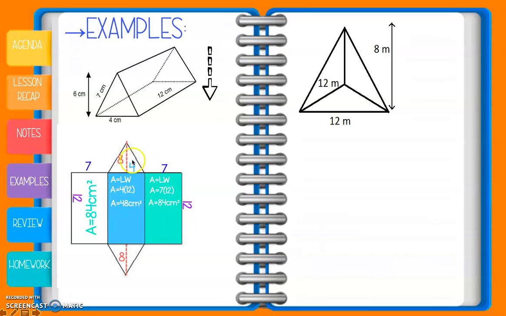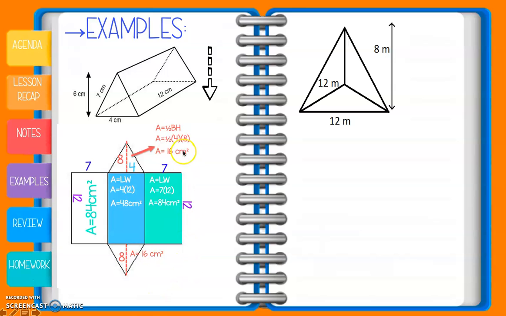Okay. Now our last step is to find the area of our triangular ends. And the area formula for a triangle is area equals 1/2 base times height. So we're going to fill in: our base is 4 and our height is 8. Okay. So the area is 16 centimeters squared. If this triangular end is 16 centimeters squared, then this triangular end is also 16 centimeters squared.